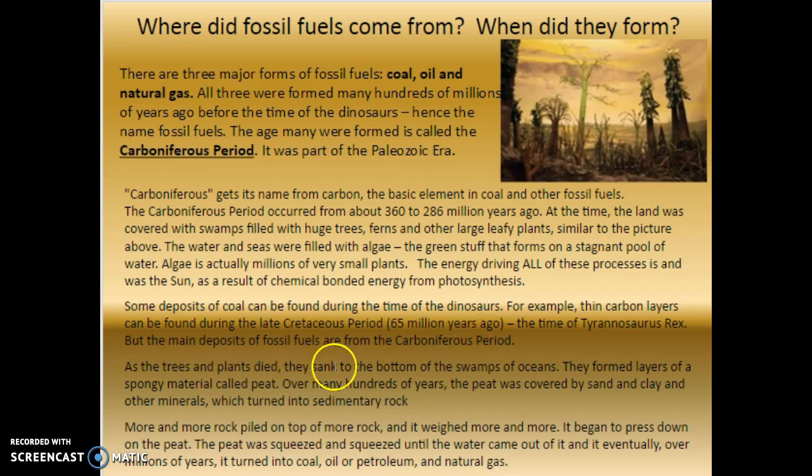As trees and plants died, they sank to the bottoms of the swamps or oceans. They formed layers of spongy material called peat. Over many hundreds of years, the peat was covered by sand and clay and other materials and minerals, which turned into sedimentary rock. More and more rock piled up on more rock, and it weighed more and more. It began to press down on the peat, and the peat was squeezed and squeezed until the water came out of it, and eventually, over millions of years, it changed. It turned into coal, oil or petroleum, and natural gas.